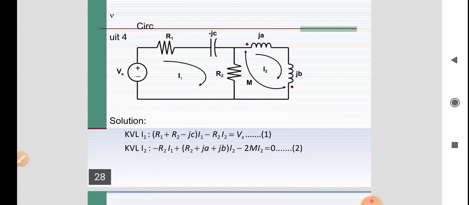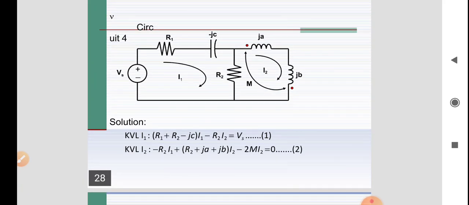Coming to the second loop, we are having two dots. First write down for elements JA plus JB into R2 into I2, but R2 is in between I1 and I2. We will be getting one more term, minus R2 into I1.